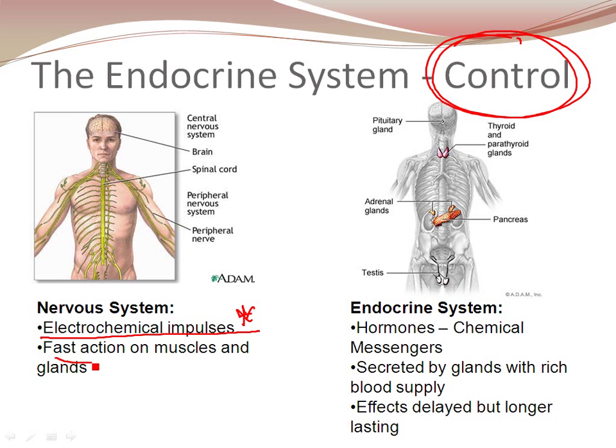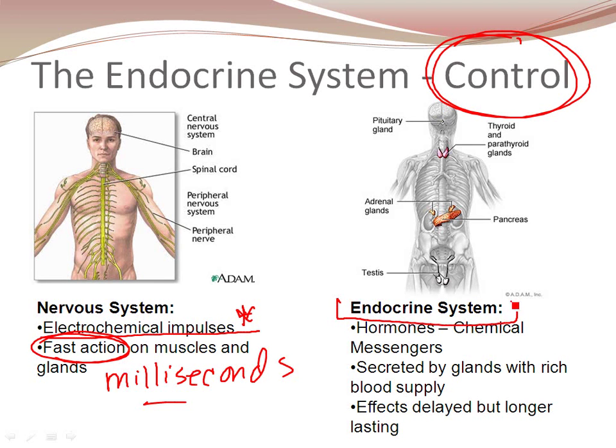And another key feature of the nervous system: it's fast acting. So when the nervous system decides to do something for you, those effects can occur within milliseconds. Like think about your heart rate increasing due to stress. That happens almost immediately without you thinking about it.